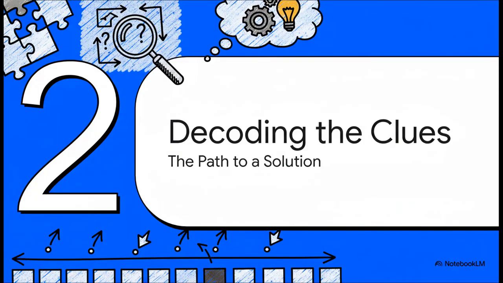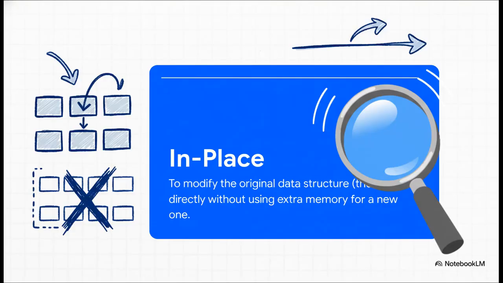You know, like any good puzzle, the solution is hiding in plain sight, right inside the clues of the problem statement. We just need to know what to look for. So the first big clue is that term in place. This is a huge constraint. It's telling us we can't cheat by just making a brand new, clean array. Nope, we have to work with what we've got, which is all about being efficient with memory.